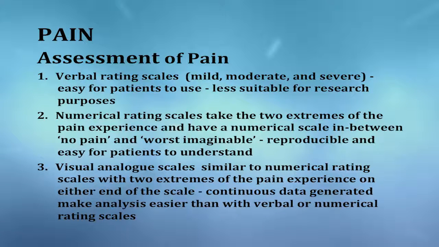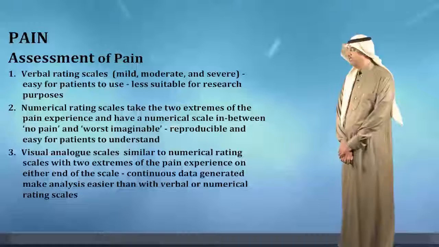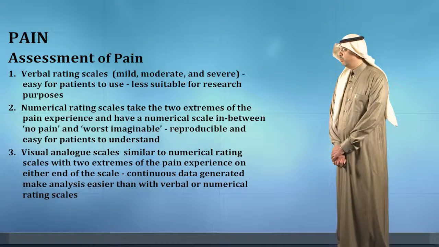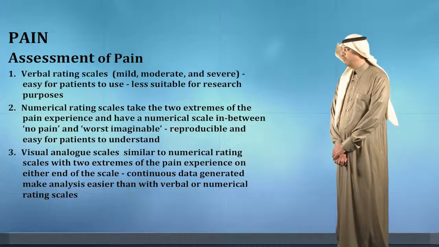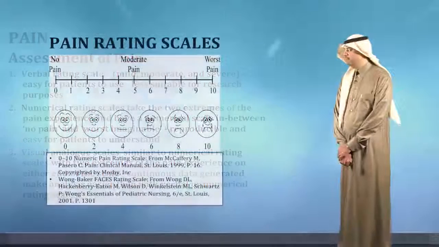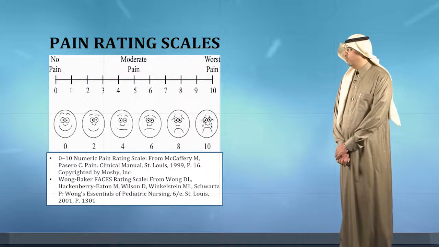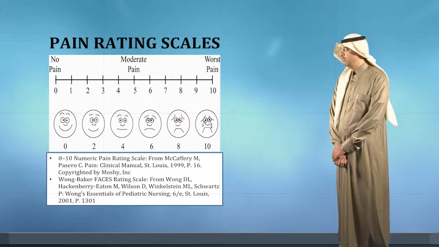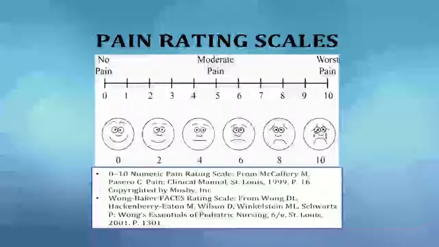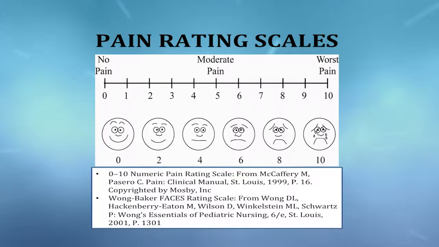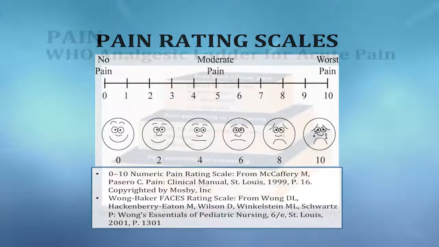A third assessment tool is the visual analog scale, which is similar to the numerical rating scale with two extremes of the pain experience on either end of the scale, and this can lead to the generation of continuous data and make analysis easier than with verbal or numerical rating scales. An example of what we have mentioned is the numerical scale, which is rated from 0, where there is no pain, to 10, which is the worst pain, and this can also be interpreted with some visual cues that the patient can easily understand.